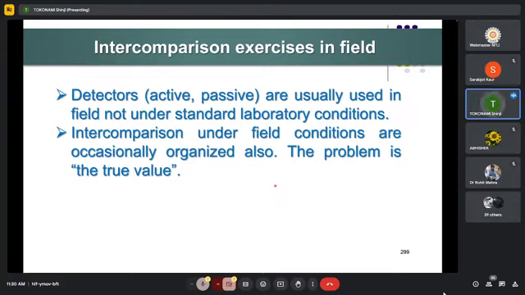In the comparison exercise in the field, detectors, passive or active, are usually used in the field, not under standard laboratory conditions. Intercomparison under field conditions is occasionally organized. The problem is the true value.